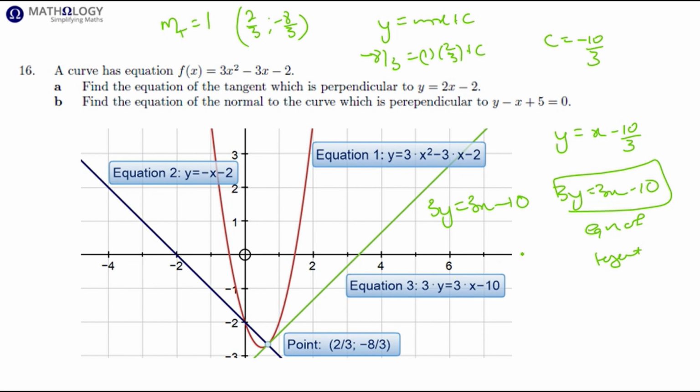The equation of the tangent is just there to illustrate the problem. We were required to find the equation of the normal, which was y equals minus x minus 2.